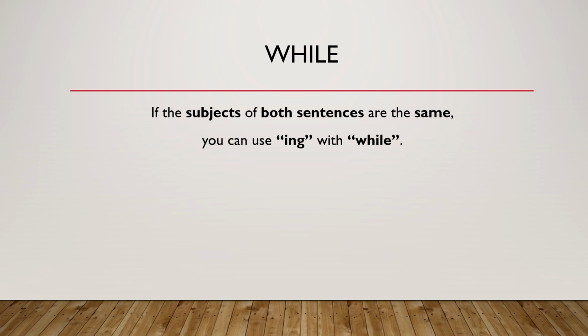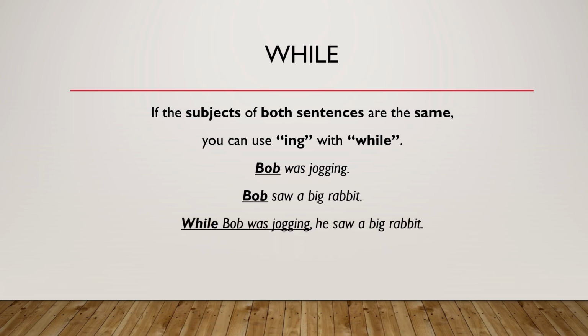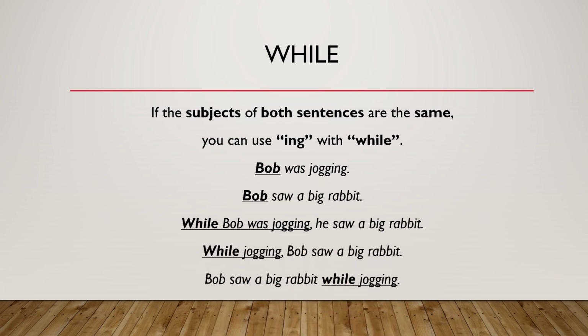If the subjects of both sentences are the same, you can use ing with while. Bob was jogging. Bob saw a big rabbit. Both sentences have the same subject, Bob. While Bob was jogging, he saw a big rabbit. While jogging, Bob saw a big rabbit. Bob saw a big rabbit while jogging.